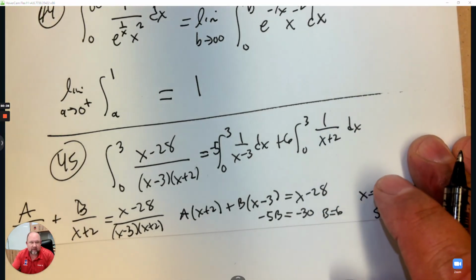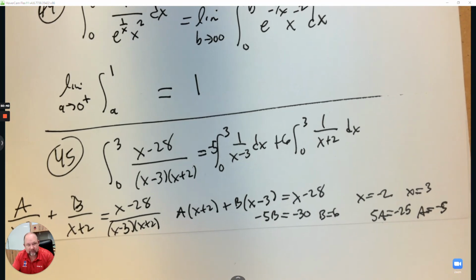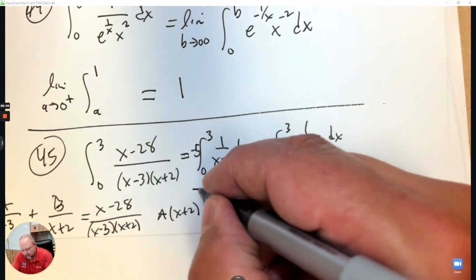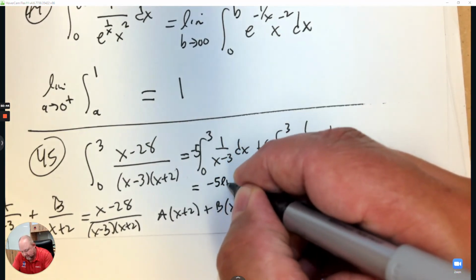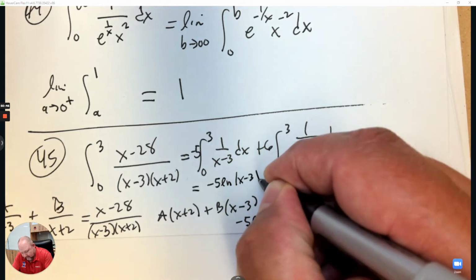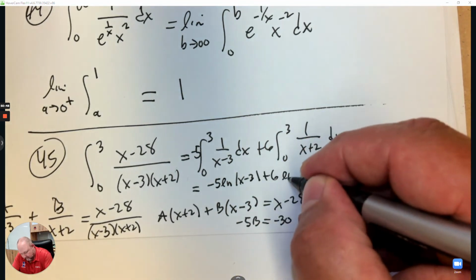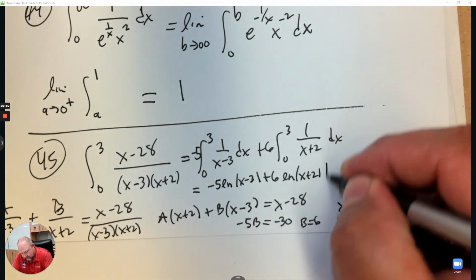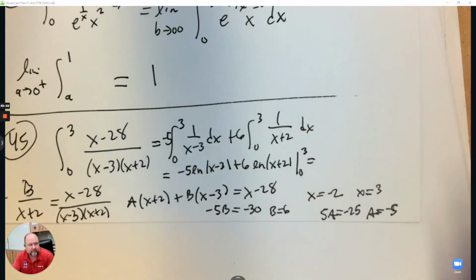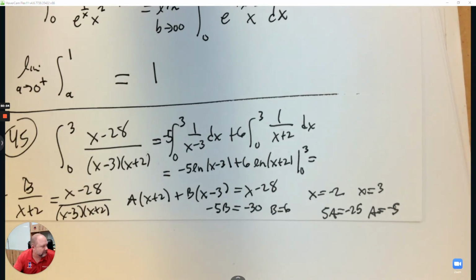And now I'm going to integrate them. Kind of ran out of space. Let's see if I can still make it work. So it's negative 5 ln x minus 3 and 6 ln x plus 2 from 0 to 3. Is that right?